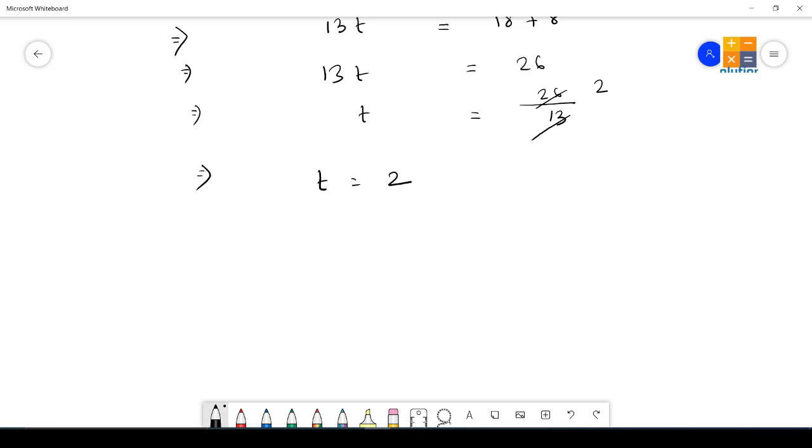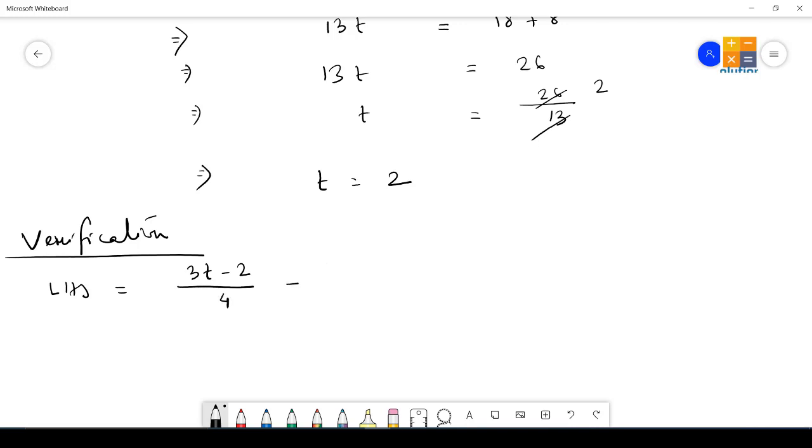Coming to the verification part, in the verification part, what is there? Verification part, here it is LHS. Coming to the LHS, LHS is a bit big here. 3t minus 2 divided by 4, then after minus, 2t plus 3 divided by 3. After that, in the next step, in place of t, I am going to put 2. So 3 into 2 minus 2 divided by 4 minus 2 into, in place of t, it is 2 again, plus 3 divided by 3.